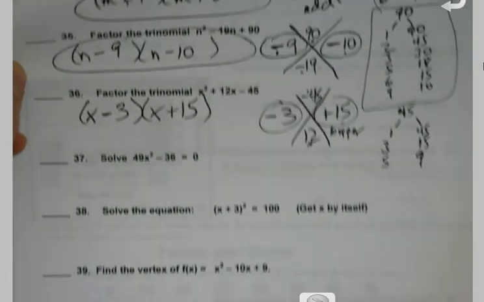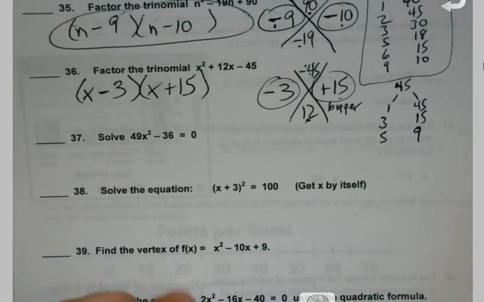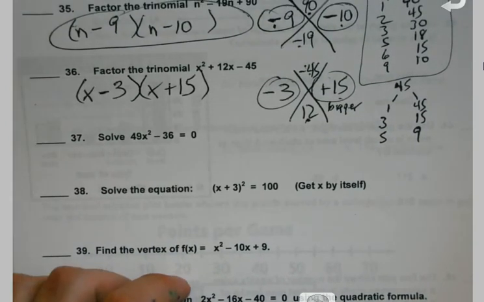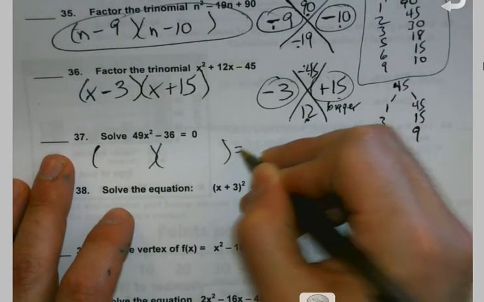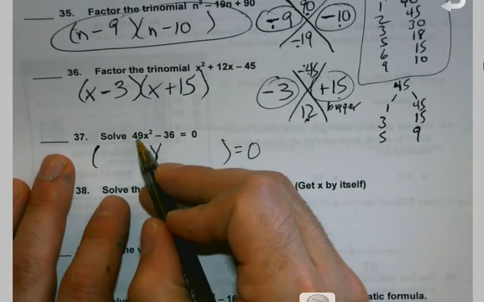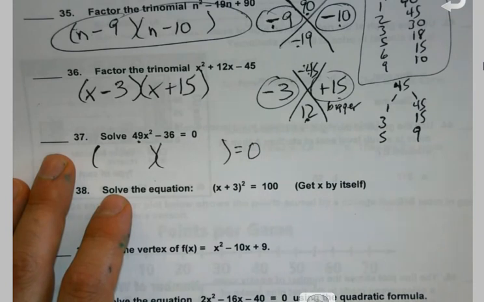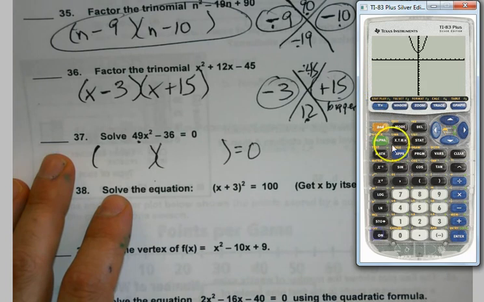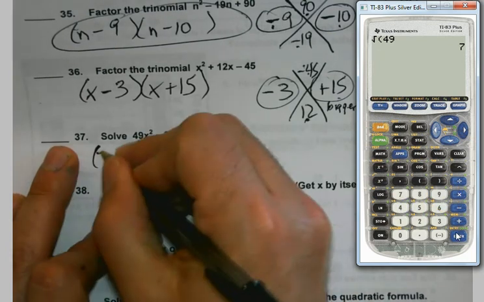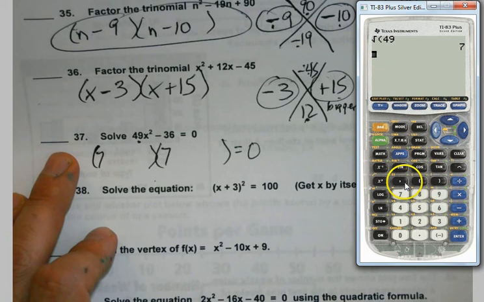So let's move up a little more here. Okay, solve here. I can't use the diamond for this one. This one I have to know something. What can I times by itself to get 49? And if I'm not sure, I can get this. If I take the square root of a number, that'll tell me what I have to times itself by to get that. So 7 times 7 is 49.